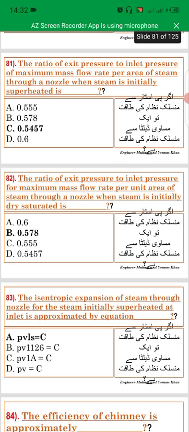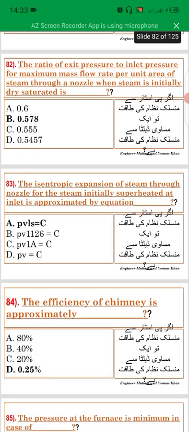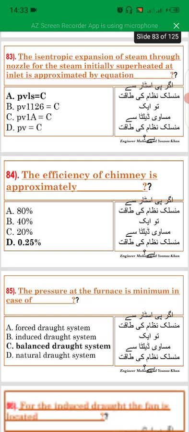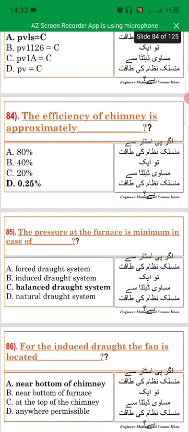The ratio of exit pressure to inlet pressure for maximum mass flow rate per unit area of steam through a nozzle when steam is initially superheated is 0.546. The ratio of exit pressure to inlet pressure for maximum mass flow rate per unit area of steam through a nozzle when steam is initially dry saturated is 0.578. The isentropic expansion of steam through a nozzle for the steam initially superheated at inlet is approximated by equation PV^1.3 = C. The efficiency of a chimney is approximately 0.25%.